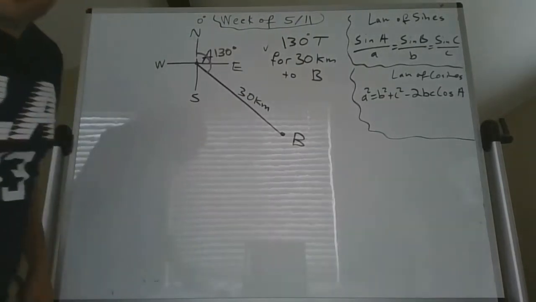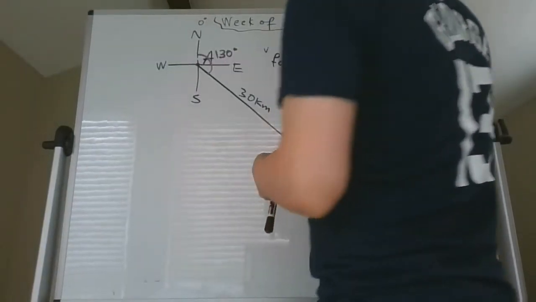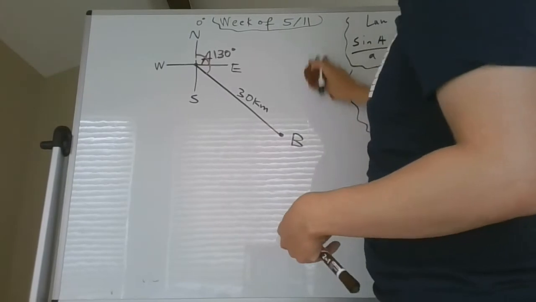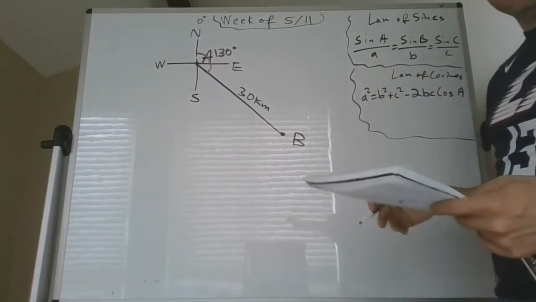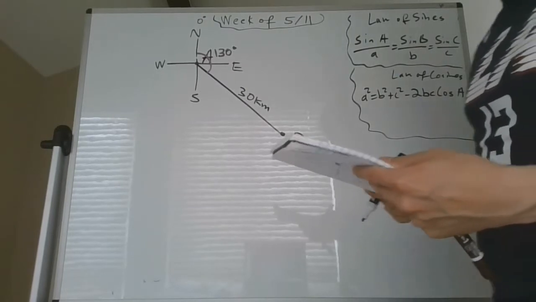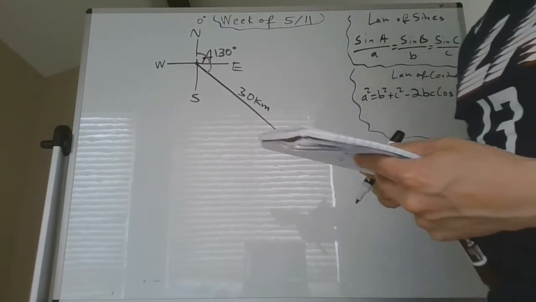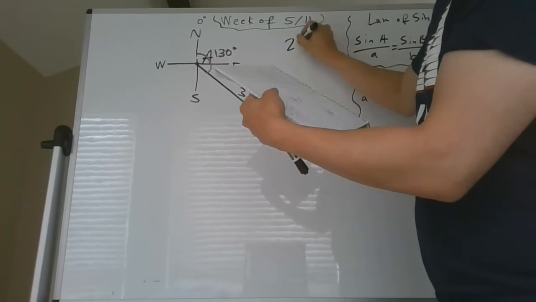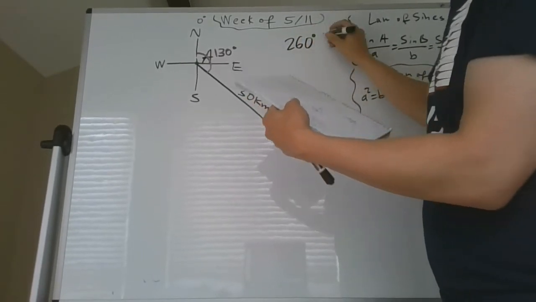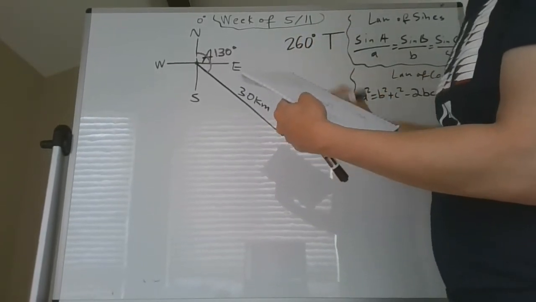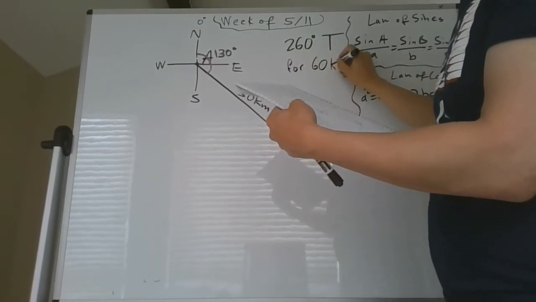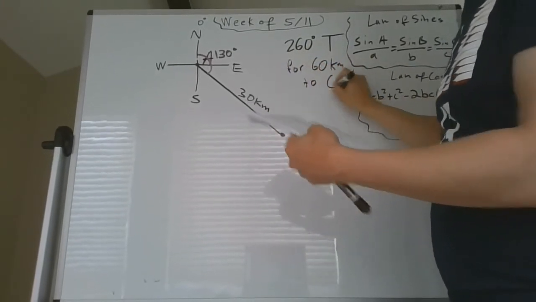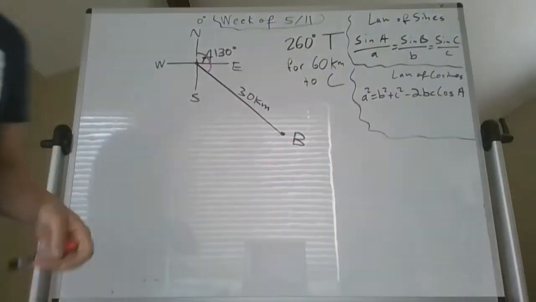Now the second part of this problem, if I may erase that. Well, now what does it do from point B? Because obviously we're doing triangles here. If we're doing law of sines, law of cosines, it has to do with a triangle. So from B, it sails at a bearing of 260 degrees true bearing, for 60 kilometers to point C.